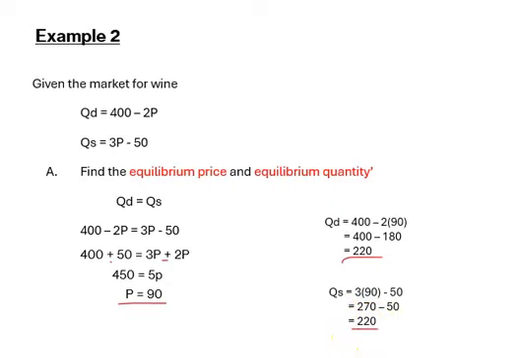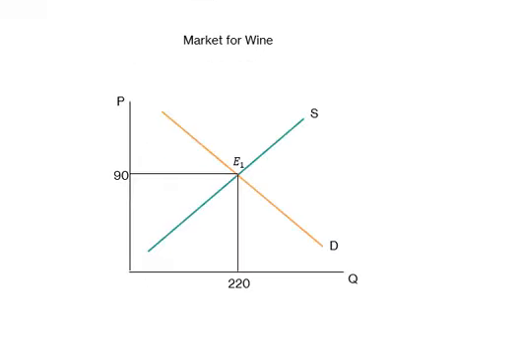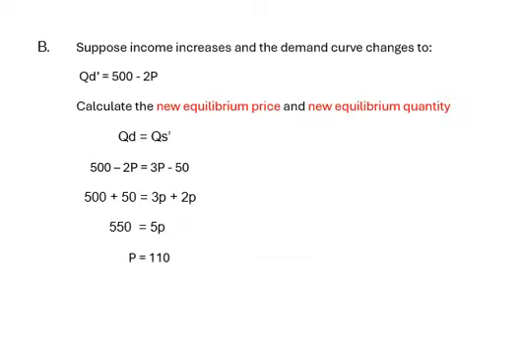So we have our price at 90 and quantity at 220. Let us plot that on our demand and supply graph. So our market clearing price is 90 at quantity 220. Continuing with our example, suppose income increases. This time the demand curve changes to QD equals 500 minus 2p.